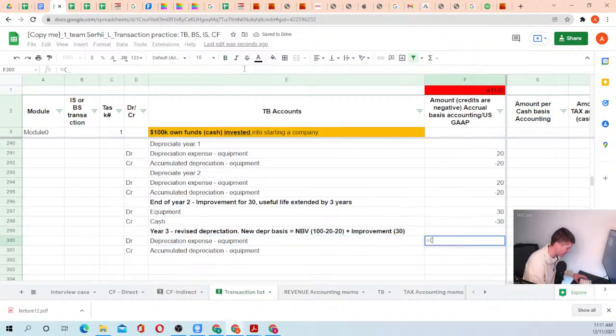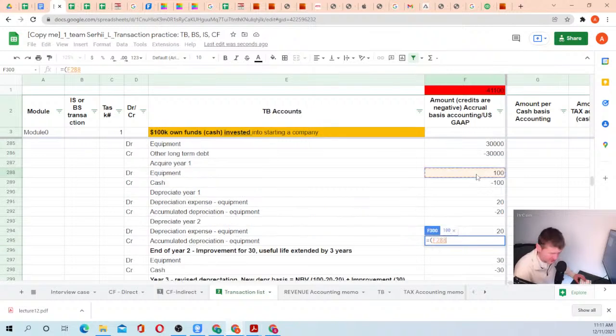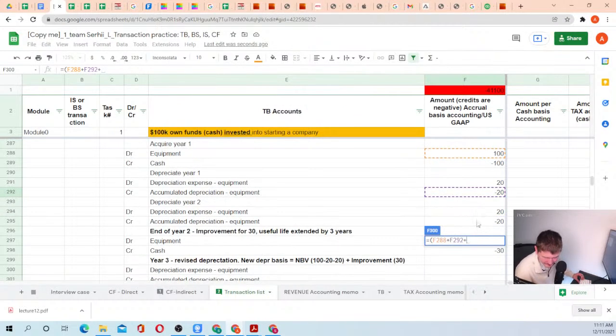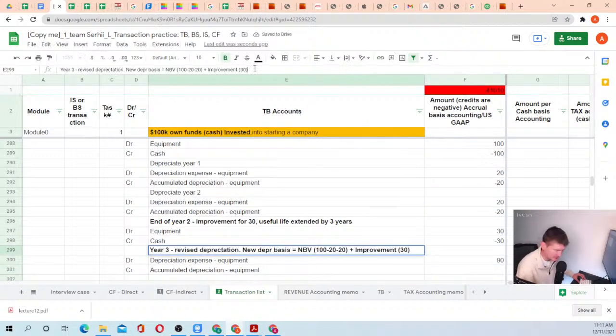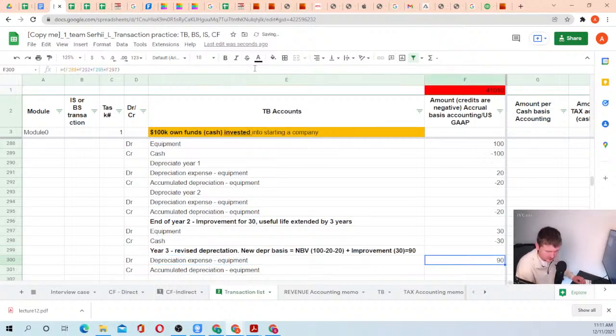So we depreciate this. Let's be consistent. Minus this. No, let's add accumulated depreciation. That's the more correct way to calculate it. The numbers are the same. And then we add equipment. Okay, so let's see what we got here. 90. Let's just add. So 90 is our new net book value.